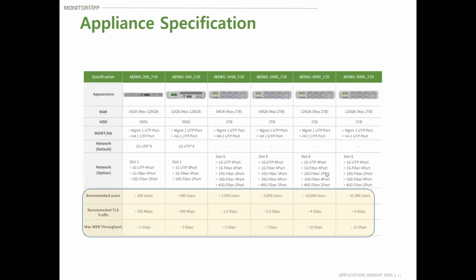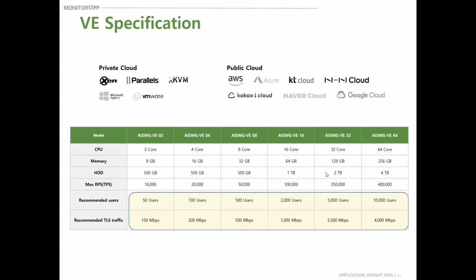So here is the specification of the appliance. You can choose based on the number of users or traffic size. When you compare with other SWG vendors, the performance is around 1.5 to 2 times better than others. And here is the specification of the virtual edition working in private or public cloud environments. Even though we provide all of the core features, the performance is much higher than others too.